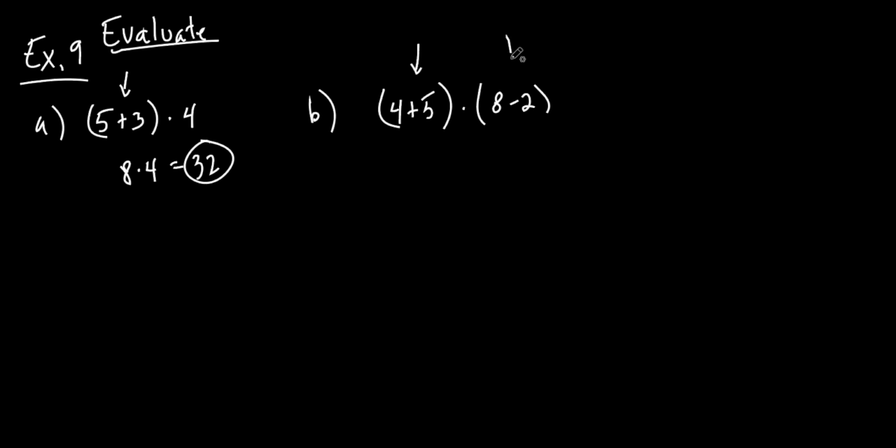We do the parentheses. All right, you got two parentheses, so I just work in here. What's that? 4 plus 5 is 9 times 8 minus 2 is 6. And then 9 times 6 is 54.